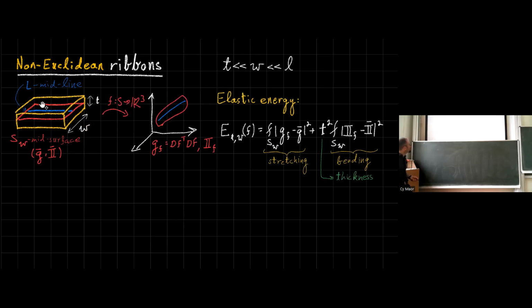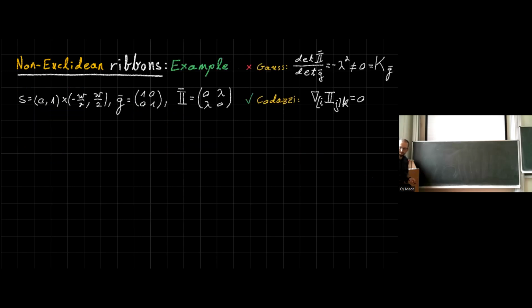And now there is a configuration of the mid-surface into R3, and we put the same elastic energy as before, only I divided by the volume. Okay, because if w is small, then the volume is very small, so I divide by it. And now you want to ask, what's the behavior as t and w go to 0? But now we have 2 small parameters, so much more things are going on.